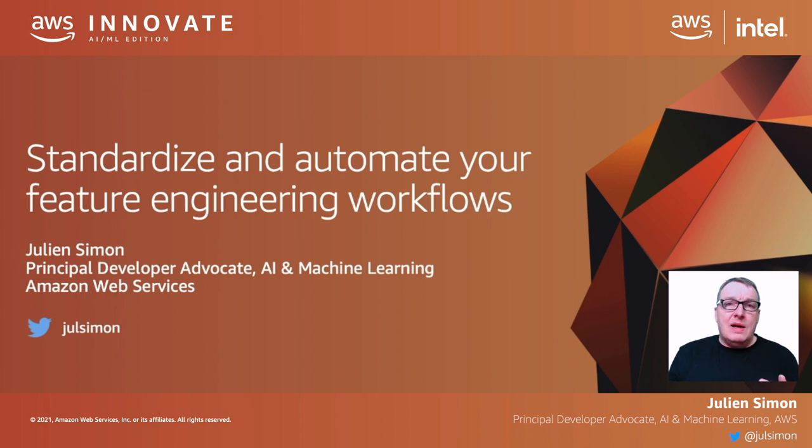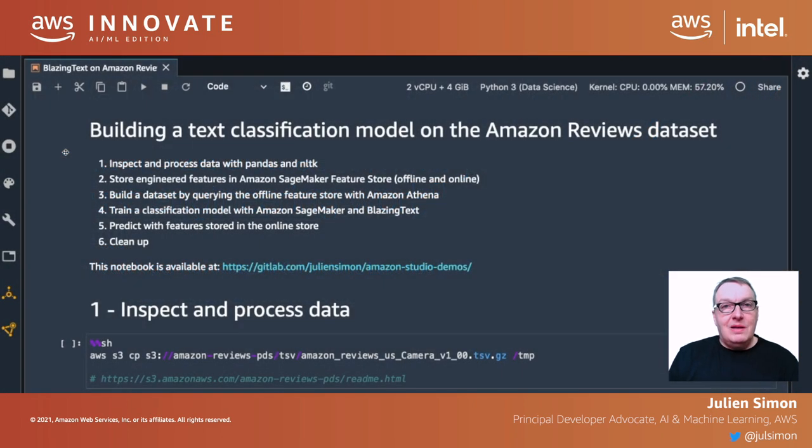In order to illustrate this discussion, I'm going to run a demo and we're going to build a sentiment analysis model on the Amazon reviews dataset using a built-in algo in SageMaker called Blazing Text. Okay, so let's get started. This is a notebook we're going to run. It's available on GitLab. Don't worry, I'll share the URL at the end so that you can run it yourself.